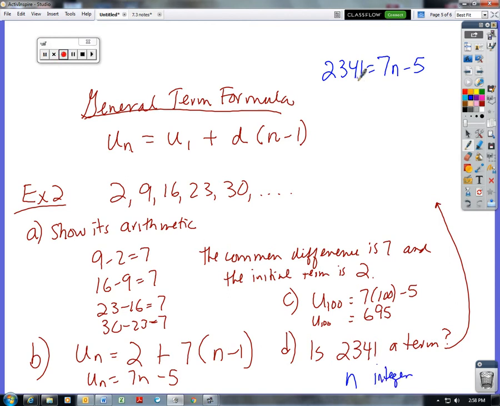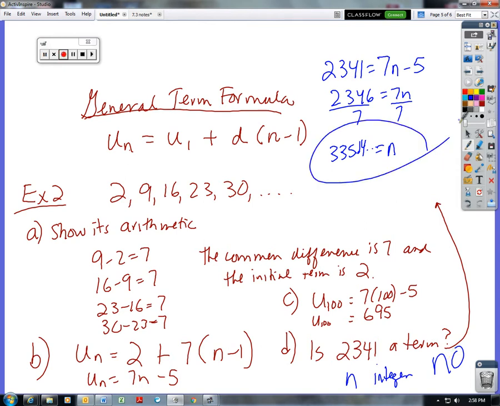So we'll add 5, 2,346. I don't know, is that going to be, so let's see what that equals. Divide those, 2,346 divided by 7. I'm a little suspicious of this one. 2,346. Trying to remember if 7 ever ends in a 6. So n is a decimal, 335.14, and so on. That means this is not a term, because this is not an integer. So we would say no. And then this is the work that proves it.